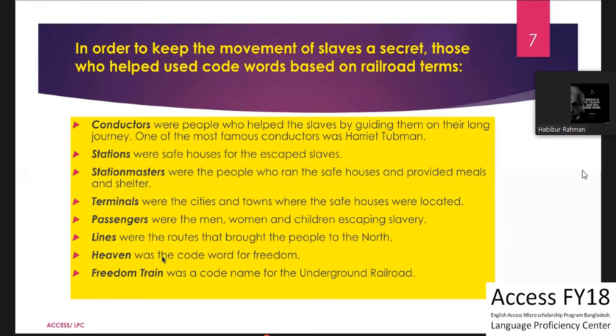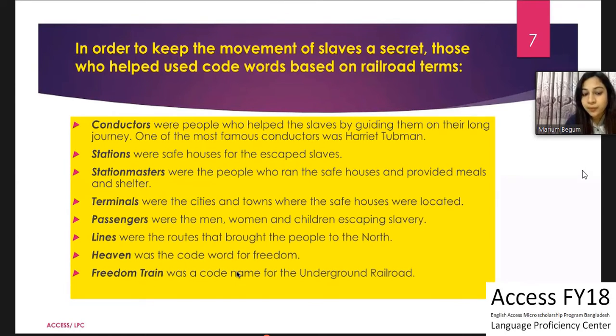Passengers were the men, women, and children escaping slavery. Then lines. Lines were the routes that brought the people to the north. Then heaven. Heaven was the code word for freedom. And then last, Freedom Train was a code name for the Underground Railroad.